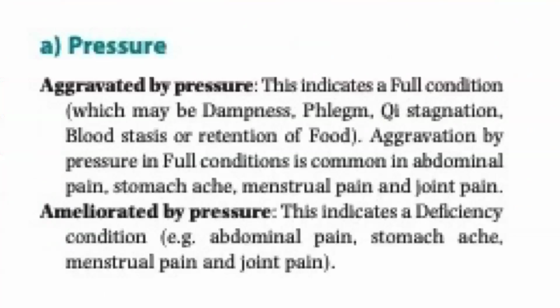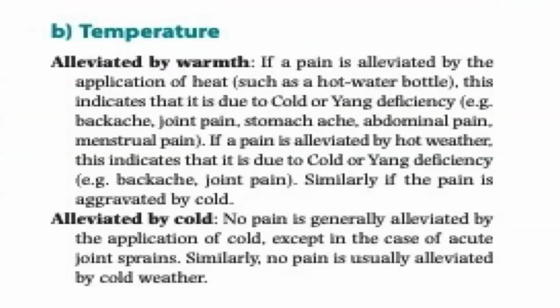Next is pain ameliorated by pressure. This indicates a deficiency condition, for example, abdominal pain, stomach ache, menstrual pain, and joint pain. Temperature: alleviated by warmth. If the pain is alleviated by the application of heat, such as a hot water bottle, this indicates that it is due to cold or yang deficiency. For example, backache, joint pain, stomach ache, abdominal pain, menstrual pain.